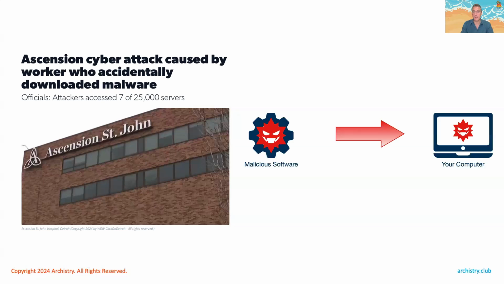So basically, we have malicious software, and that malicious software goes from the outside onto your computer. And in this case, it was ransomware, which rendered a number of their systems inoperable. It took a few days for them to get back up and running again. And again, this is something we see in the news on a regular basis these days. So let's break it down.